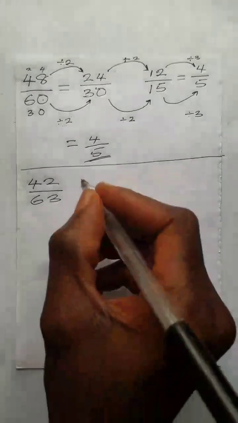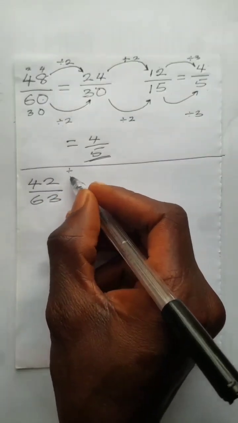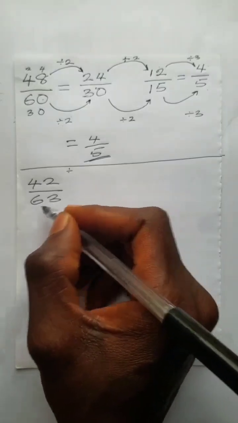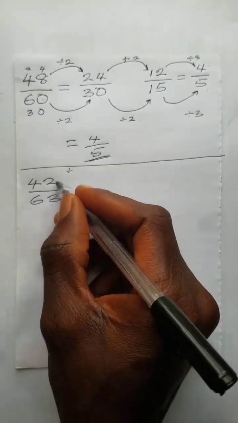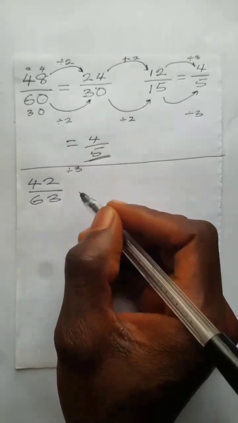So let's begin. Can 2 divide 42? Yes. But can it divide 63? No, it can't. 3 is a common factor of 42 and 63, so we pick 3.